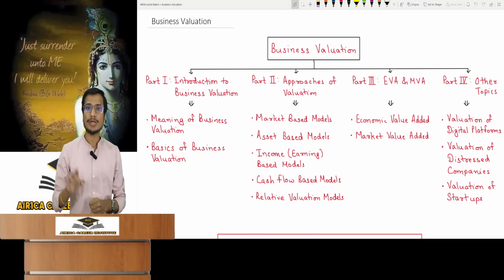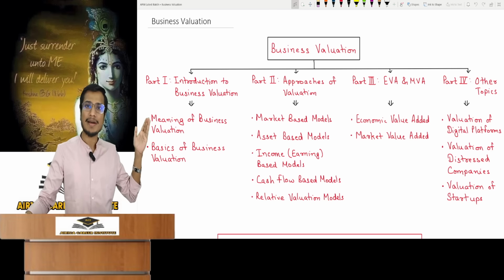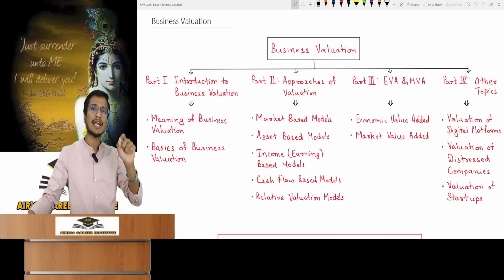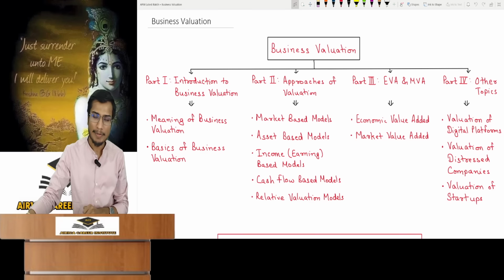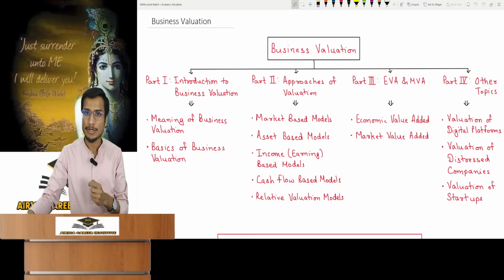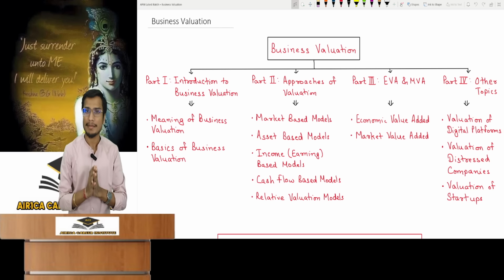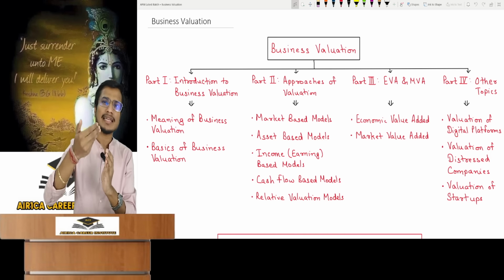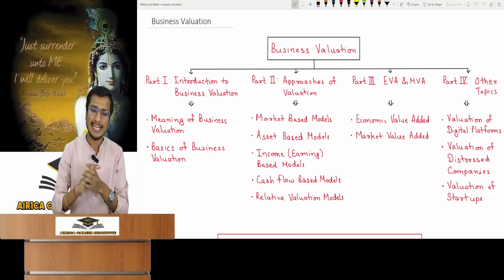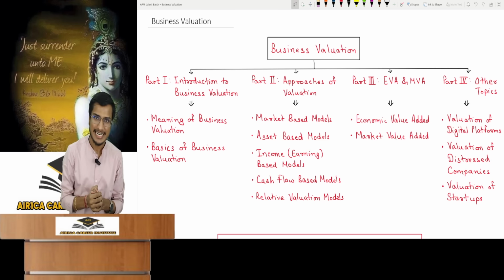We studied this chapter in 4 parts. The first part covered Introduction to Business Valuation, the second, Approaches of Valuation, the third, EVA and MVA, and the fourth, Other Topics. I had mentioned that the second and third parts of this chapter are the most important for your exams because questions are generally based on them. So our main focus will be on these two parts. This was a very easy and quite short chapter and we covered it in our regular lectures without any issues. And now let's quickly start our revision.